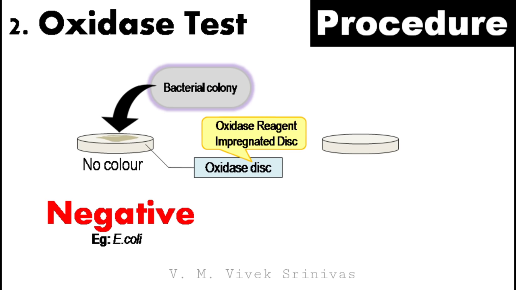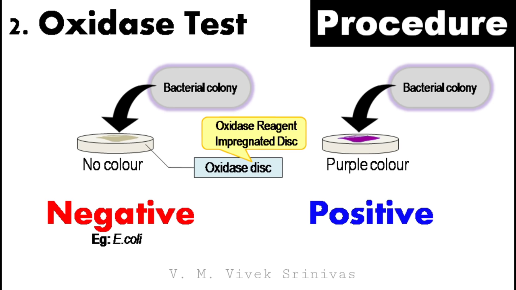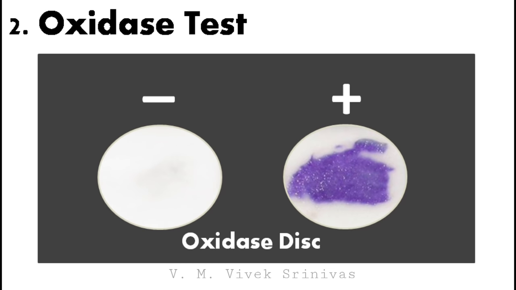In contrast, if the addition of the bacterial colony over the oxidase disc produces a purple color, it indicates the test is positive. For example, the Pseudomonas bacterial organism is positive for the oxidase test. This is the procedure for the oxidase test. This is the photograph showing the positive and the negative test results of the oxidase test.